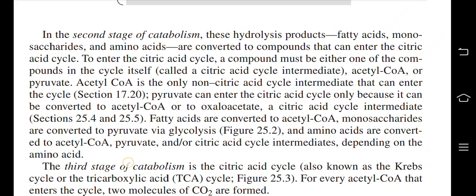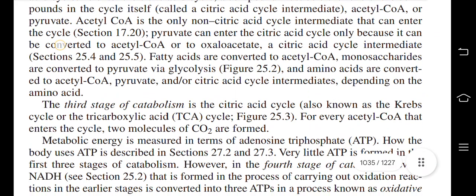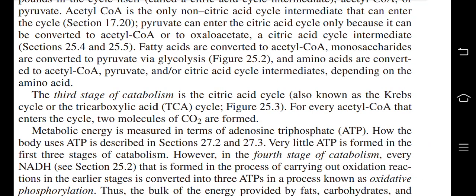Fatty acids are converted to acetyl coenzyme A, monosaccharides are converted to pyruvate via glycolysis, and amino acids are converted to acetyl coenzyme A, pyruvate, and/or citric acid cycle intermediates, depending on the amino acid. The third stage of catabolism is the citric acid cycle, also known as the Krebs cycle or the tricarboxylic acid cycle. For every acetyl coenzyme A that enters the cycle, two molecules of CO2 are formed.